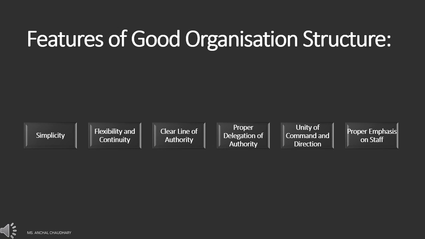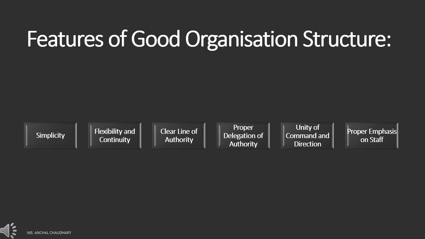Next is your unity of command and direction. Unity of command and direction means like there should be a one boss only, as we have discussed earlier, that there should be a one boss only. Otherwise, it will create a confusion, like whom you have to report, right? आपको किसकी चीजें माननी है, आपको किसका ऑर्डर सुनना है. So there should be a unity in that. There should be a one boss only.